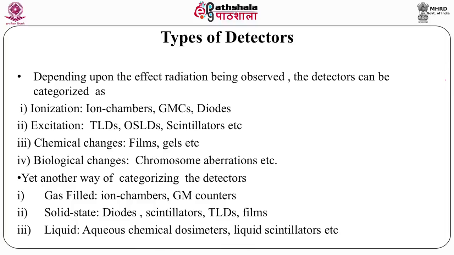Then the biological effect of radiation. We have discussed in another module, for example, in the module on radiation carcinogenesis, that radiation can cause biological damage or biological changes. Detectors based on biological changes, for example, chromosome aberrations: radiation can cause chromosome aberrations. So if we can measure those chromosome aberrations, we would be able to detect the radiation and the dose absorbed. There is one more way of categorizing the radiation detectors. For example, we can say gas-filled detectors, for example, ion chambers and GM counters; solid-state detectors, for example, diodes, scintillators, TLDs and films; and liquid detectors in aqueous form, for example, aqueous chemical detectors and liquid scintillators, etc.